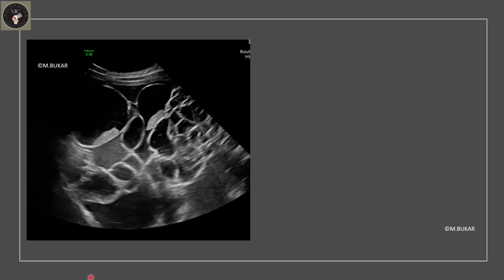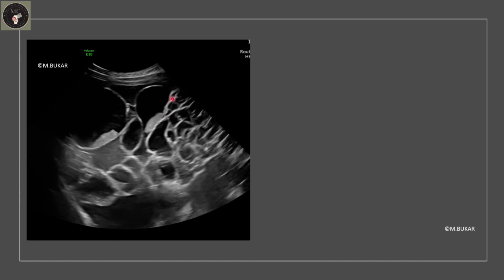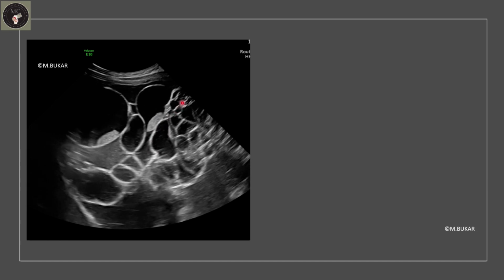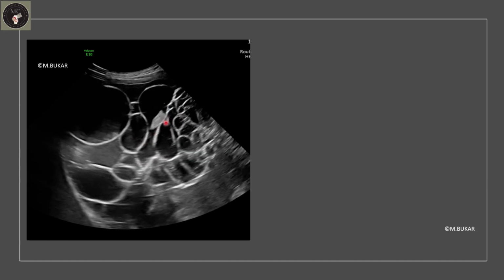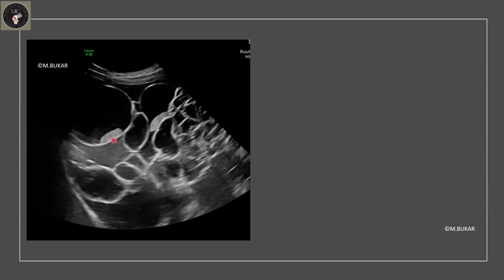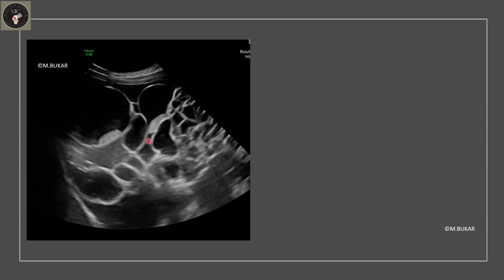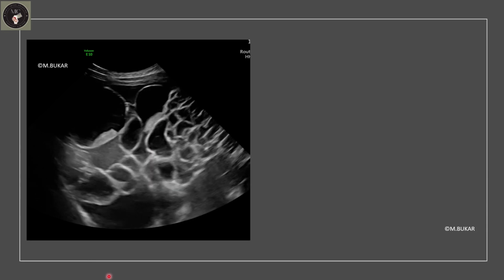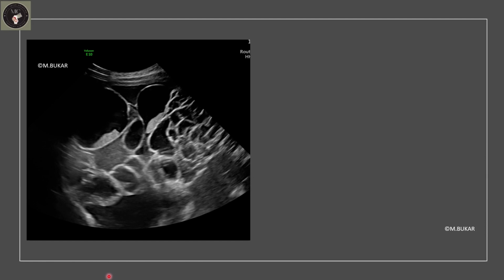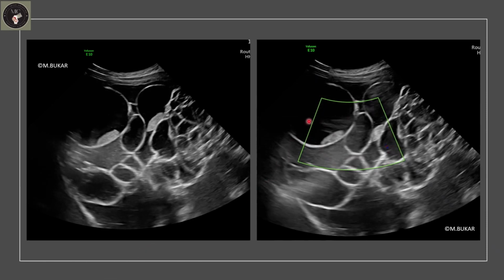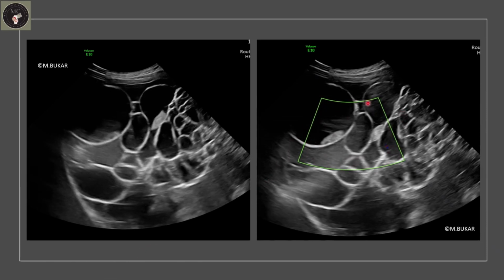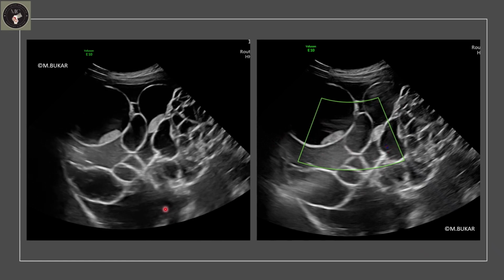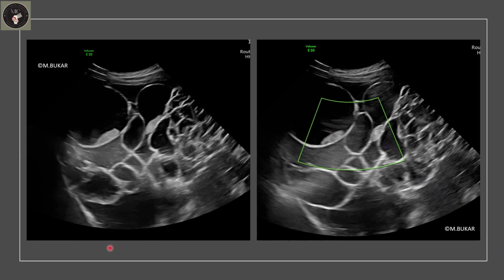So let's see. You see that? It moves on pressure. So this is unlikely to be a solid lesion, and therefore is not a papillary projection. Secondly, with a proper setting, we can also use color Doppler. And what do we have here? It has not taken up color. So this is not solid tissue, and therefore it is not a papillary projection.